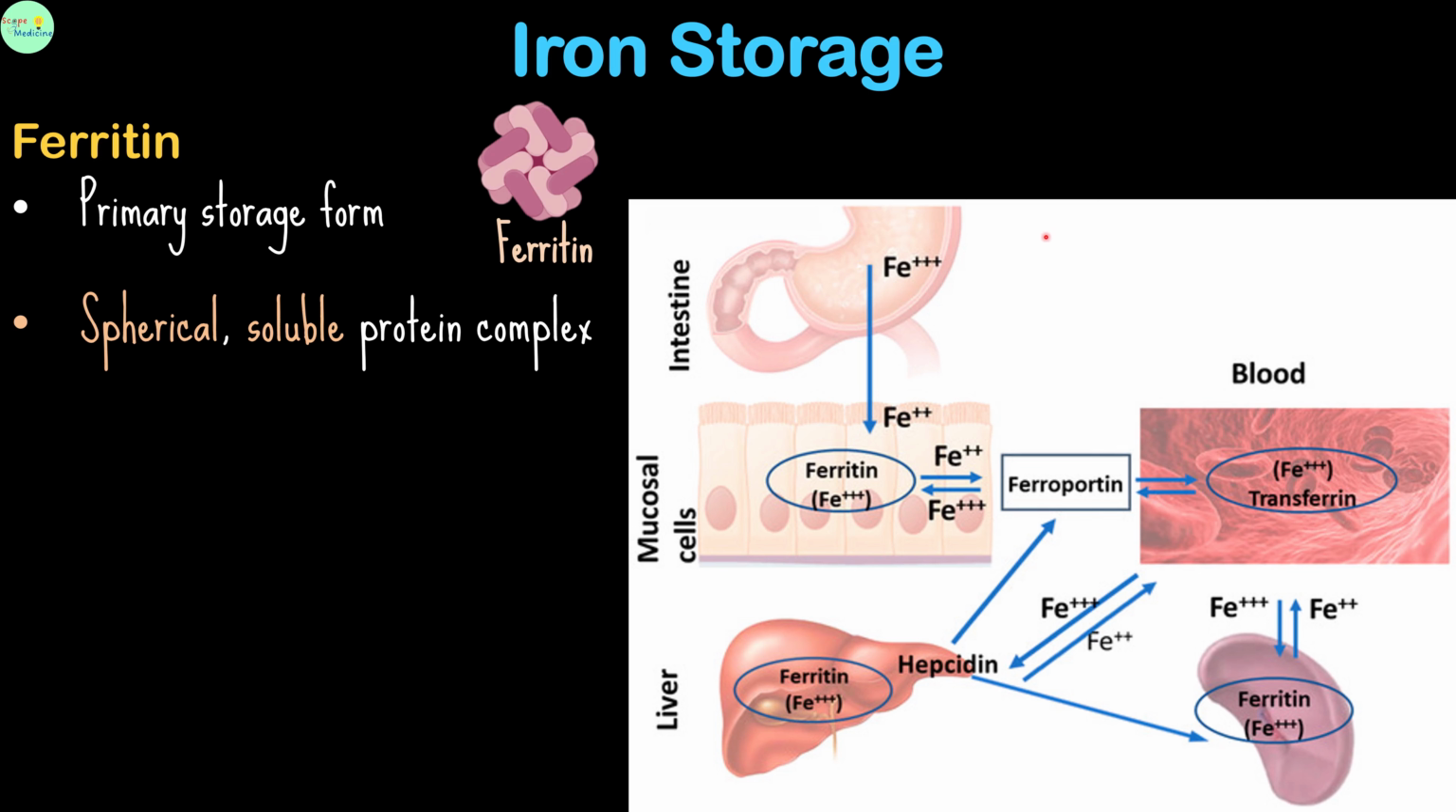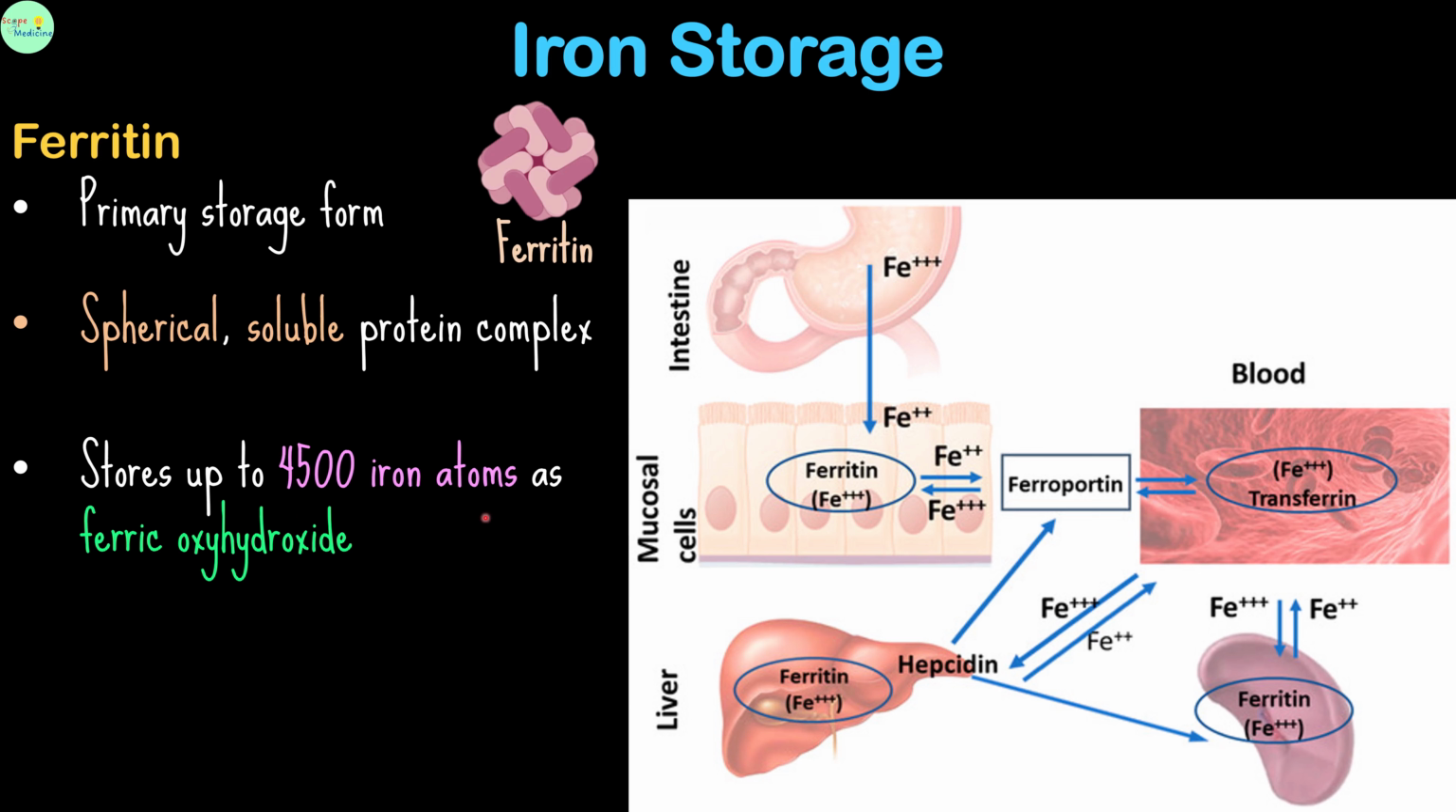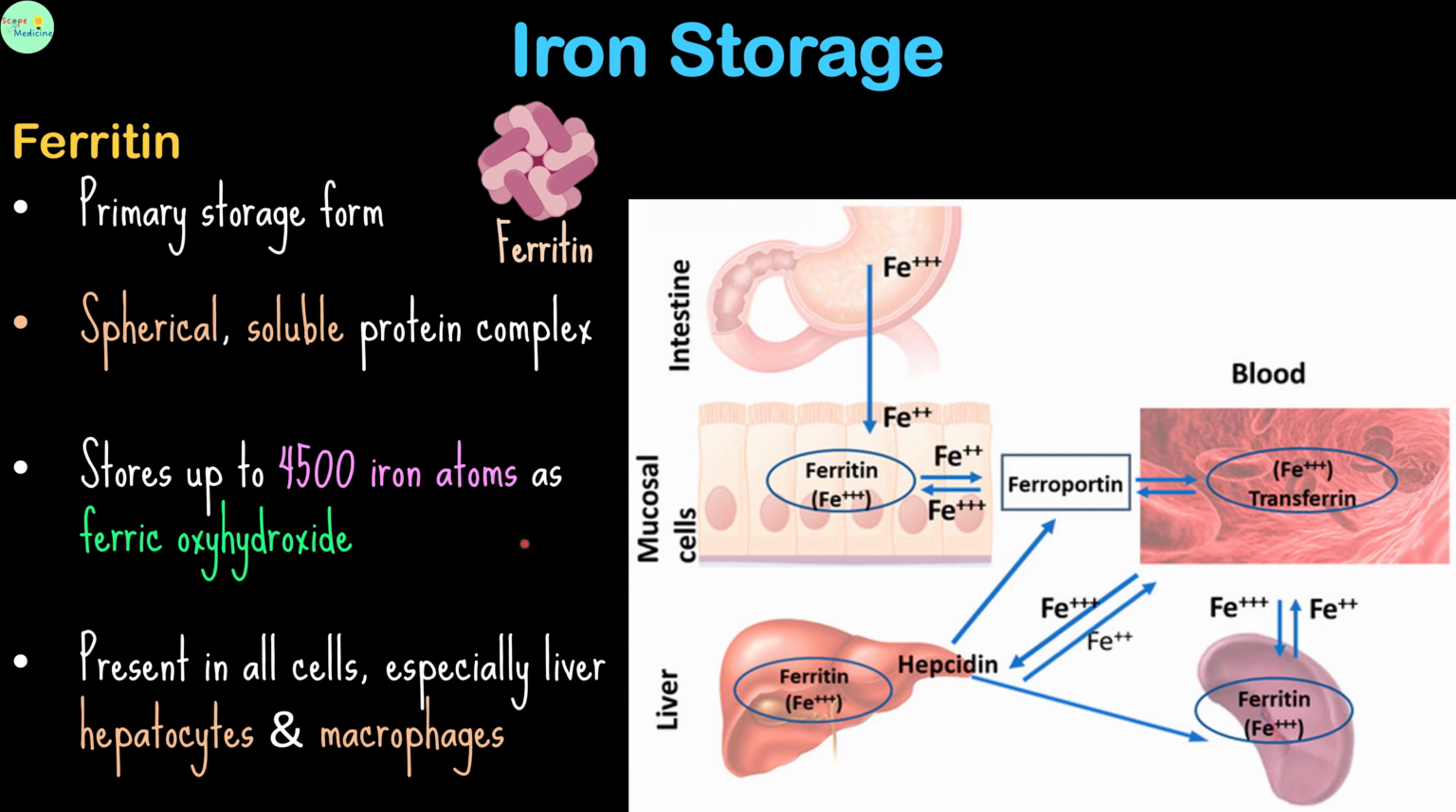The body maintains significant storage reserves. The primary storage form is ferritin. Ferritin is a spherical, soluble protein complex that can store up to 4,500 iron atoms in a non-toxic ferric oxyhydroxide form. It is present in almost all cells, with the highest concentrations in liver hepatocytes and macrophages of the reticuloendothelial system.